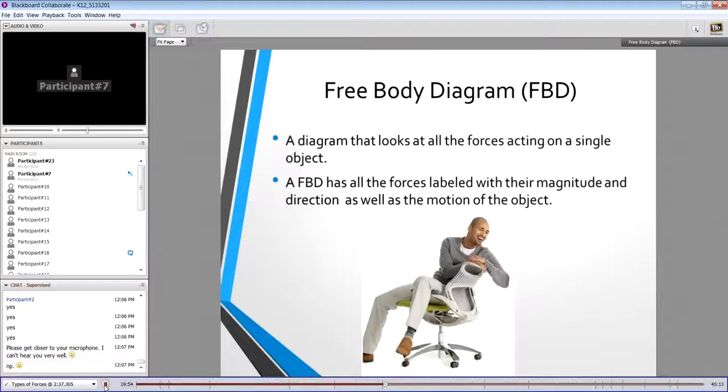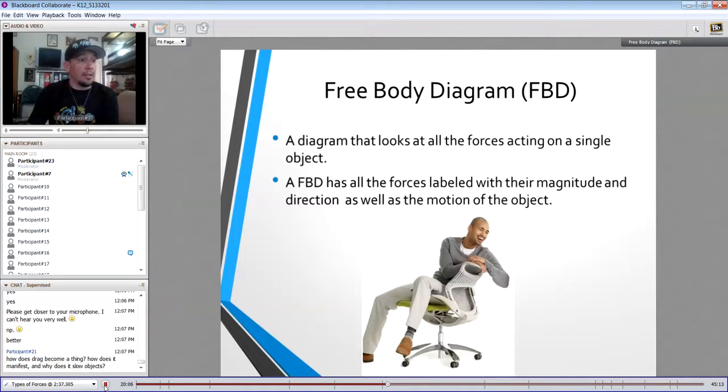One of the items that we're going to discuss is a free body diagram. In your OMS on Friday, you should have read about free body diagrams. Here's a dude leaning in his chair. Now I will demonstrate.